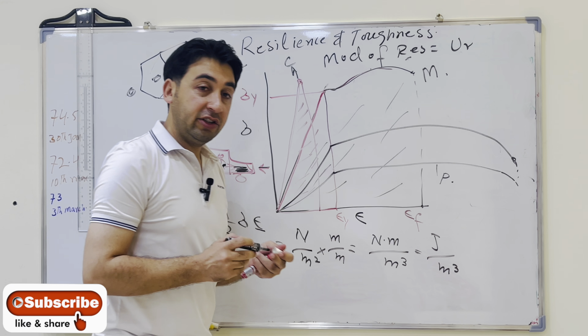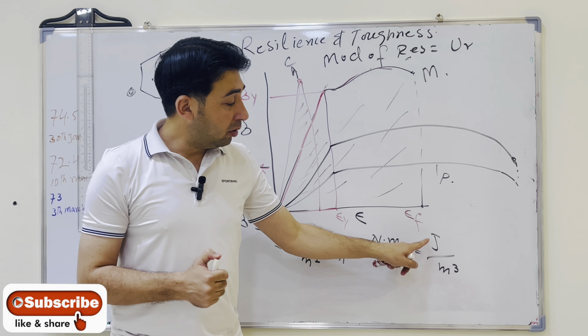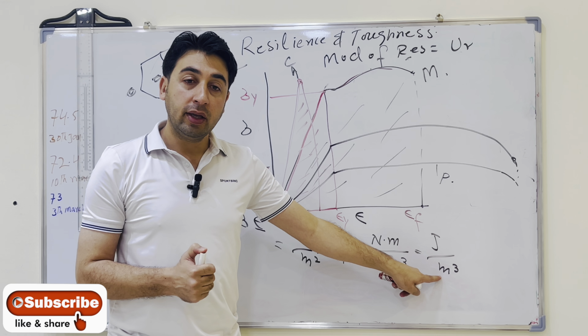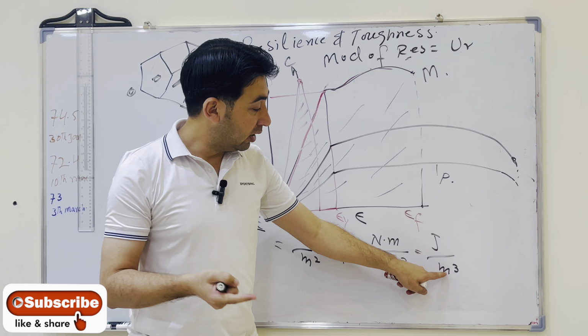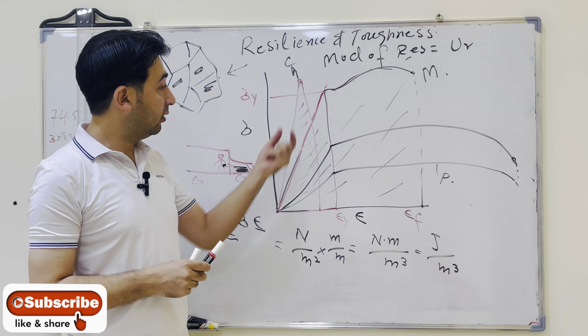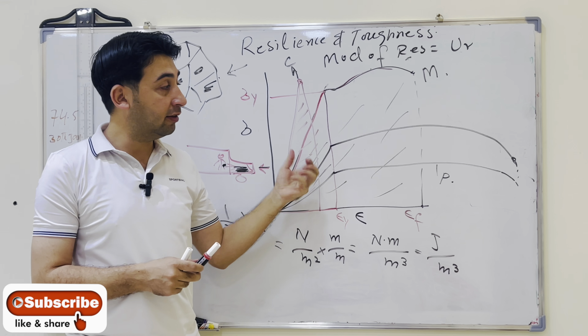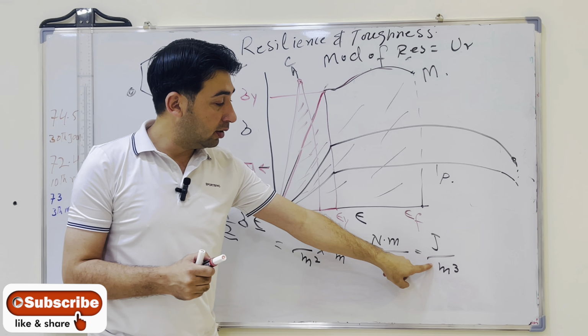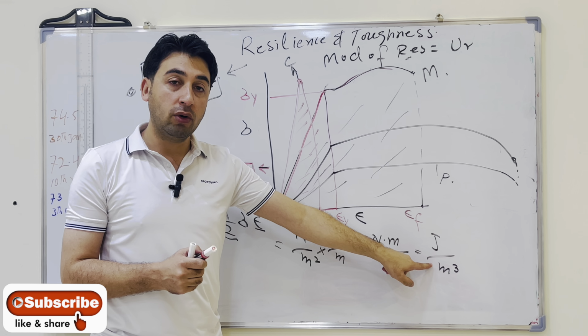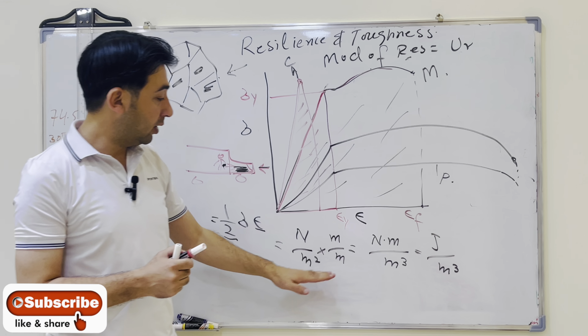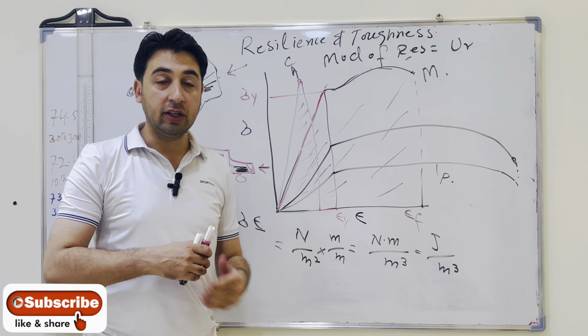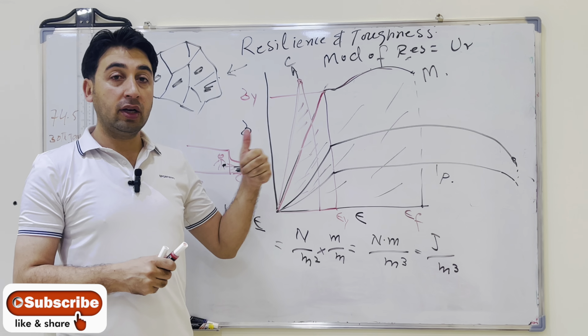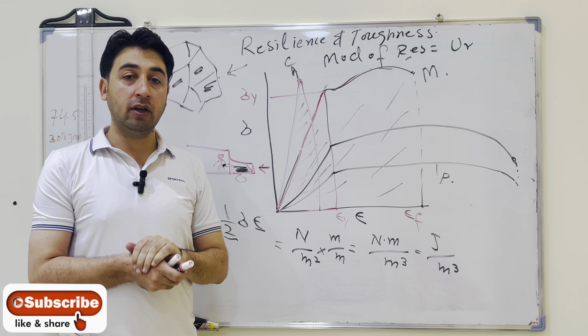Joule, so we can say joule per meter cube. Joule is energy. The energy absorbed in a unit volume is what we call resilience or toughness. If it is till the proportional limit, it is resilience. If it is till the fracture point, it is toughness. So this is the energy absorbed per unit volume, joule per meter cube, and using this process we can get this energy. So this is all about resilience and toughness. I hope you understood.